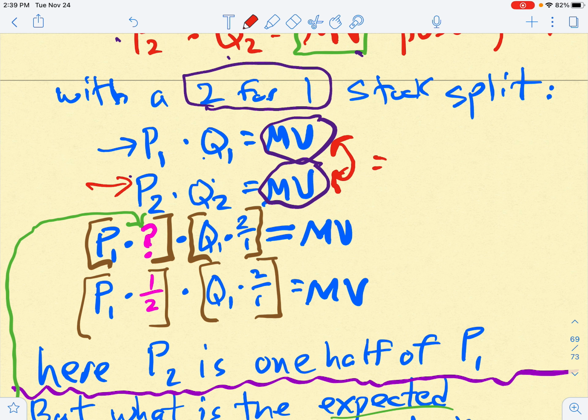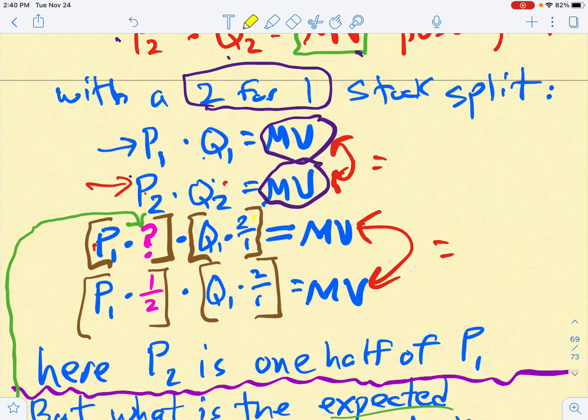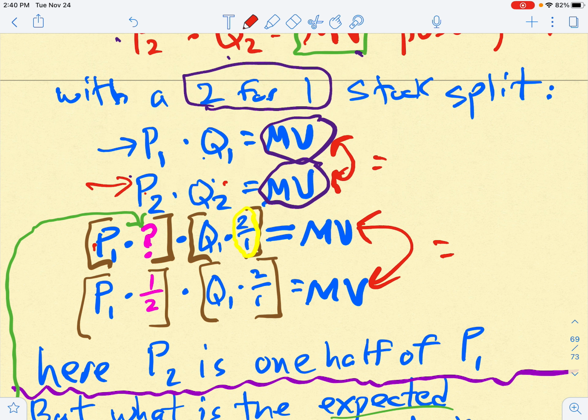The new quantity Q2 is equal to Q1 times 2 for a 2-for-1 split. And so the question is, the new price P2 has to be P1 times what? Well, since the market values have to be the same, I'm just going to have to take the inverse of this. Okay, so the inverse of 2/1 is 1/2.